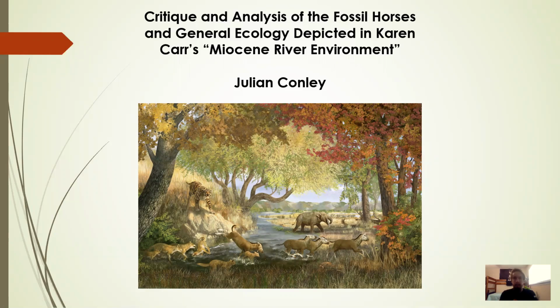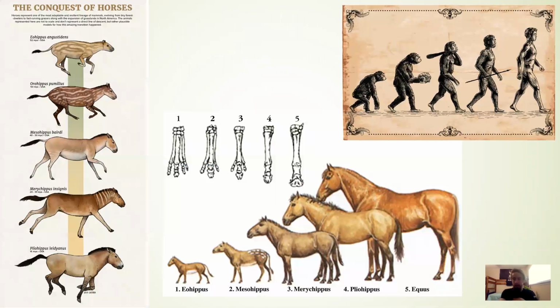This is a critique and analysis of the fossil horses and general ecology depicted in Carr's Miocene River environment. Horse evolution has been a major part of paleontology and paleontological research since the 19th century. Depictions of horses as evolving in a linear fashion have been common in educational textbooks depicting paleontology as well as evolutionary biology for a very long time.